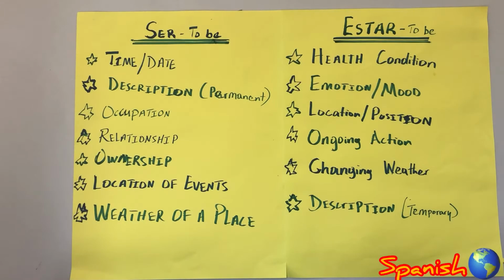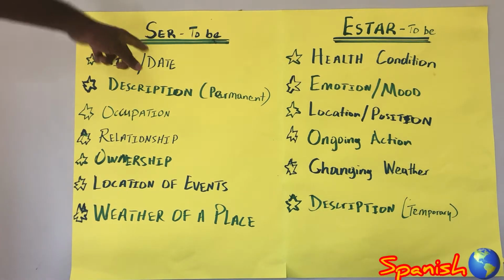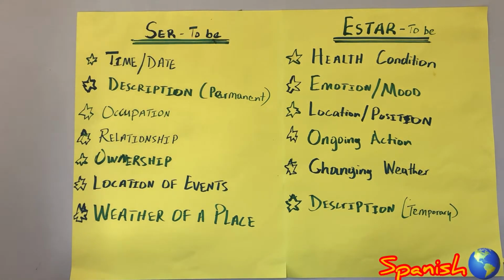All right? After I've shown you on the chart the different instances or situations in which these verbs are used, I will then proceed to give examples of each. All right? So stay tuned for that. The charts, we have the two verbs. We have on this side ser, and over there we have estar. As you can see, both verbs actually mean to be.